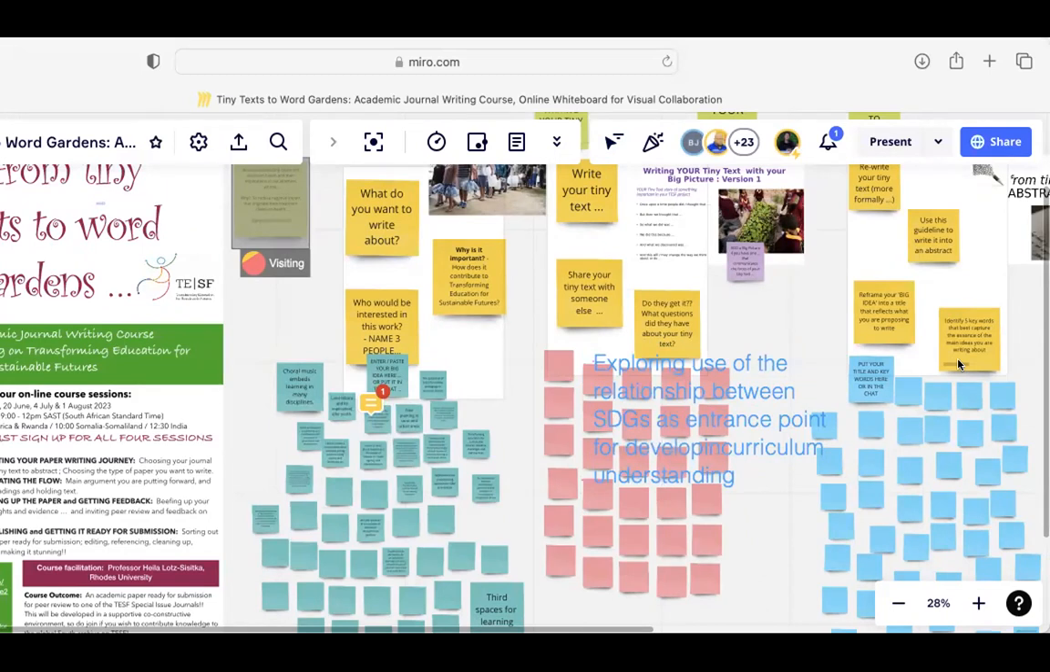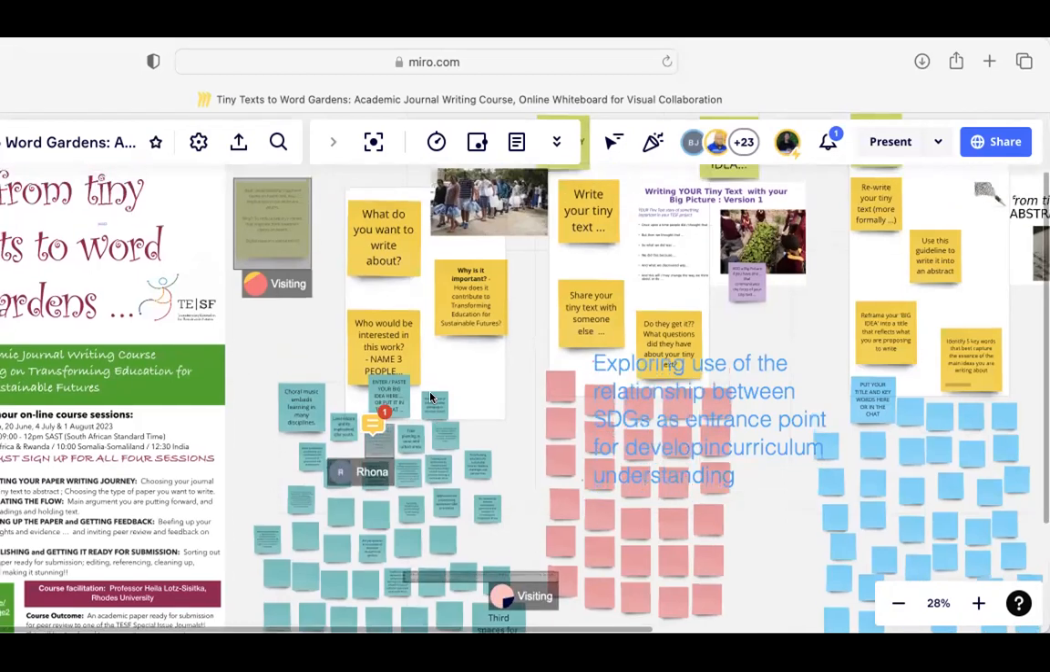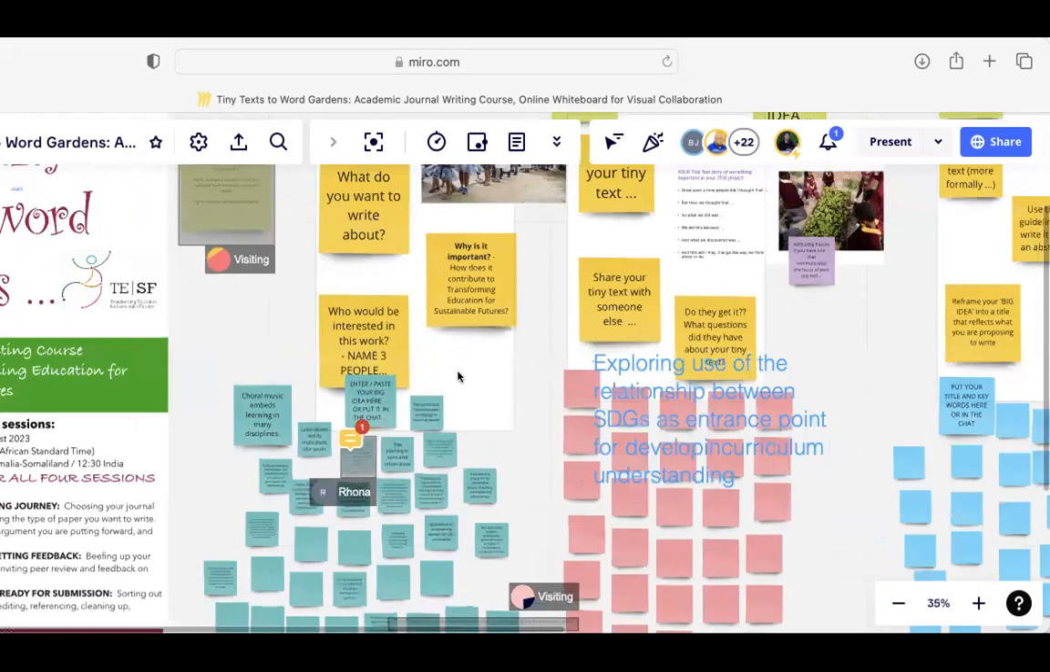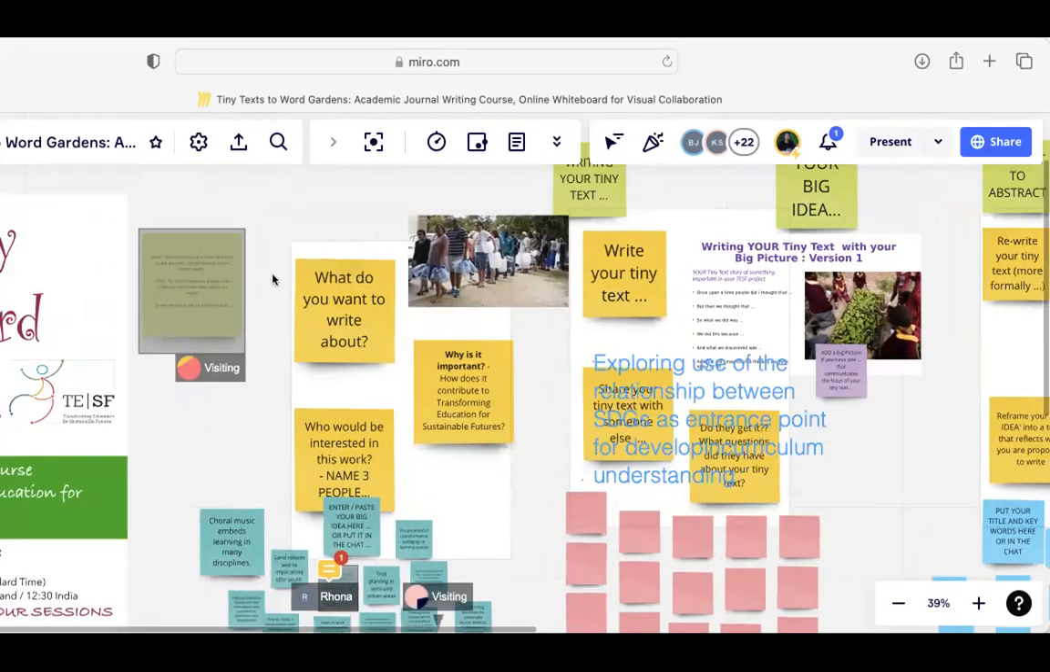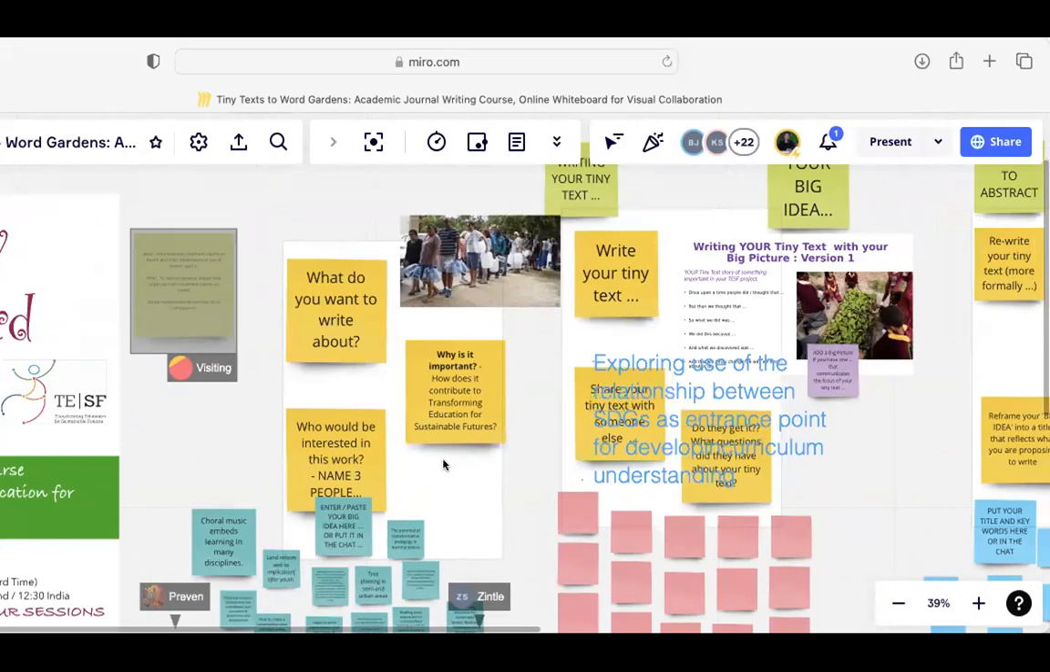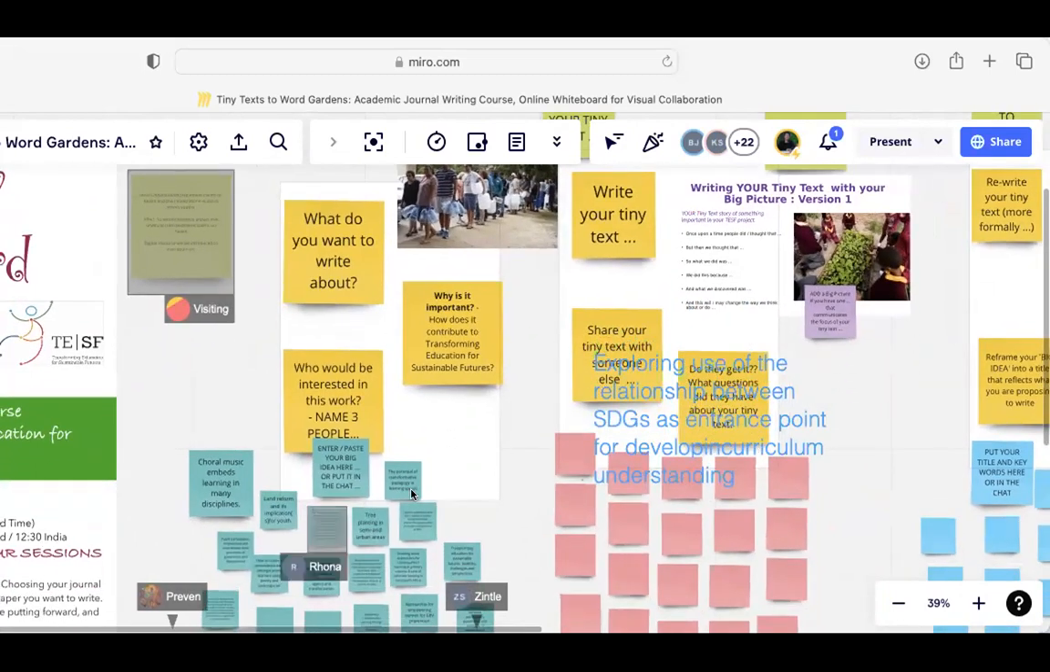I want us to try to keep a good record on the mirror board, because we'll come back to it also next time and next time. But in the meantime, while everybody's been doing that, what do you want to write about? If you've not yet done that, please do it. And then the next question I've asked everybody is, why is it important? So you want to write about the potential of transformative pedagogy in learning spaces. Well, why is it important? And how does it contribute to transforming education for sustainable futures?